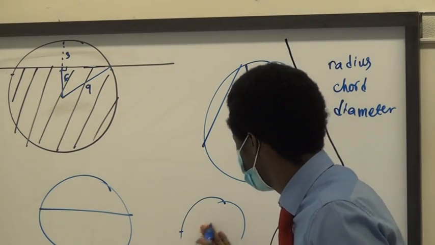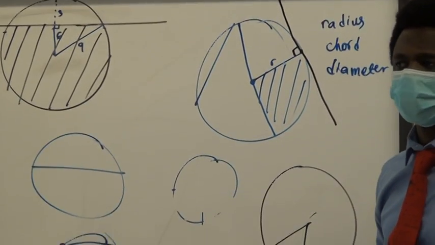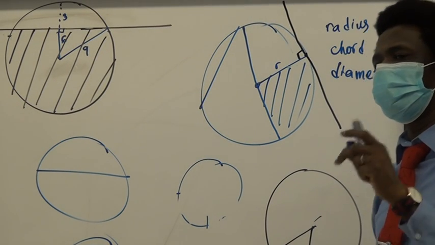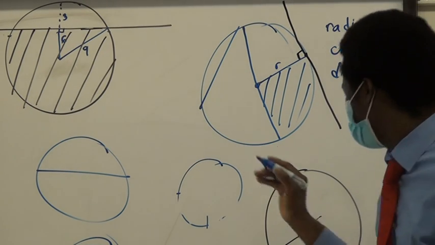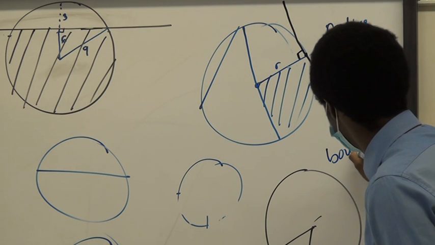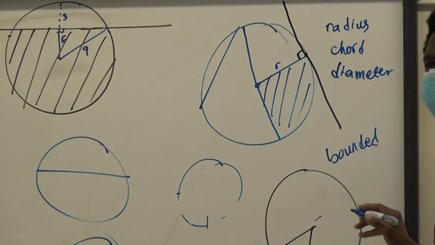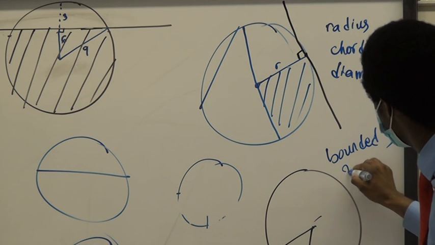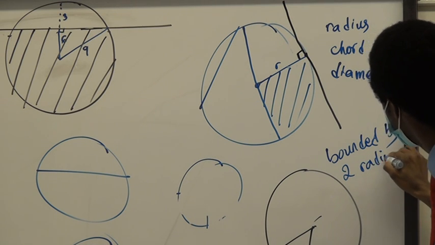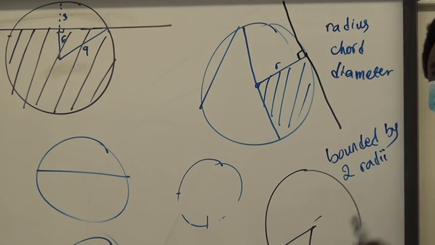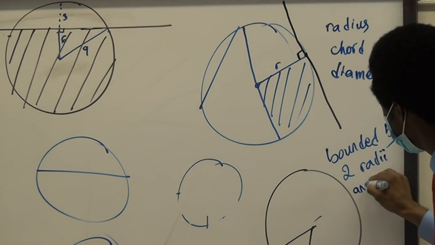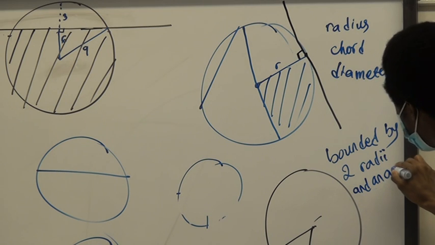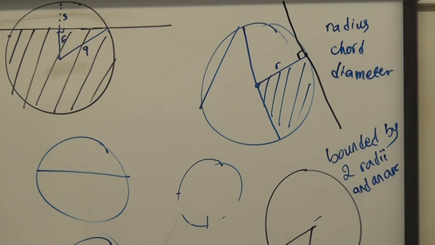Then, after that, I'd like to talk about a sector. A sector is a region in a circle bounded by two radii. That's the plural of radius, just like child and children. Okay? Bounded by two radii and an arc. Any region in a circle, bounded by two radii and an arc.